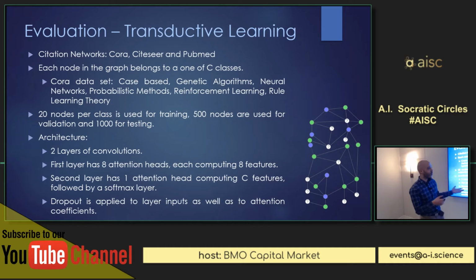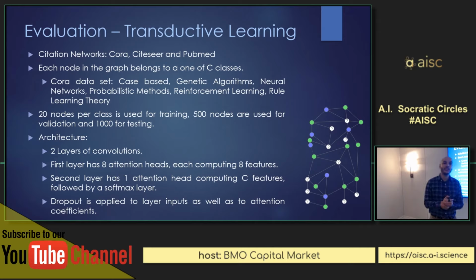For example, for the Cora data set, the type of classes, just to have some understanding, could be a paper based on genetic algorithms, a paper based on neural networks, probabilistic methods, and so on and so forth. OK. The authors also apply dropout to layer inputs, as well as to the attention coefficients themselves. Applying dropout to attention coefficients is similar to just doing a random sampling of the neighborhood of a node. Superficially, that's what it is.